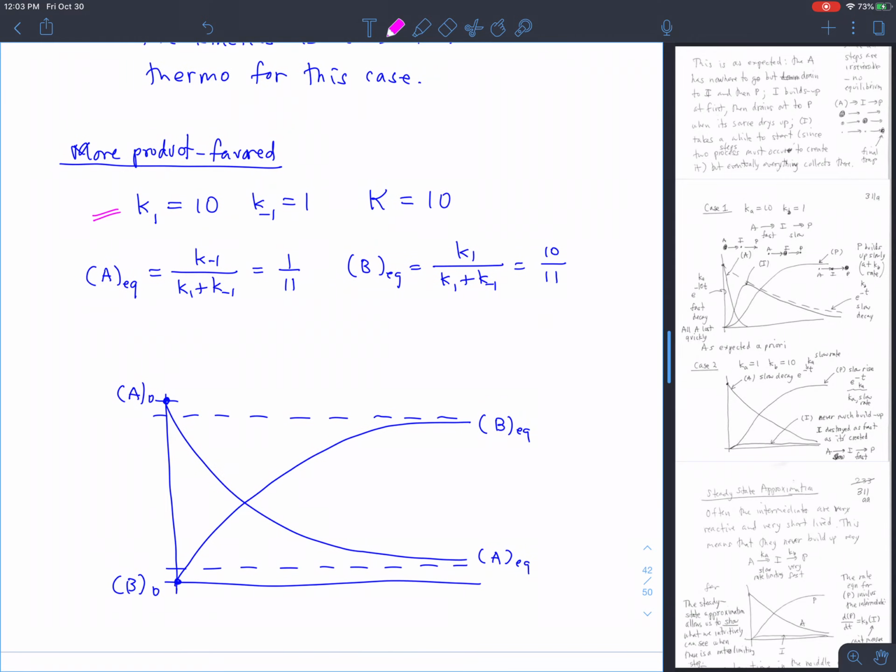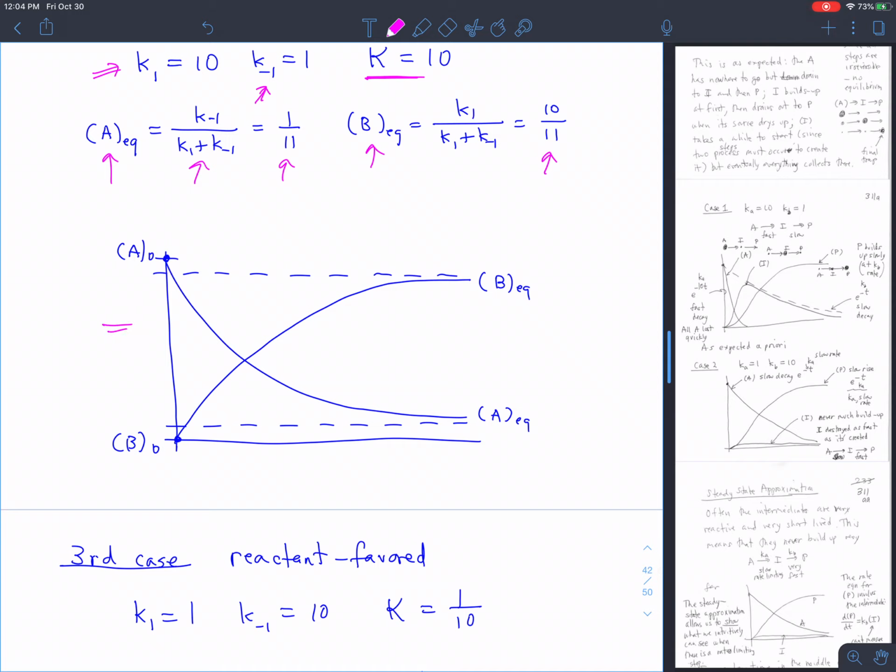Let's consider the case where K1 is 10, so bigger. K minus 1 is 1, so now the equilibrium constant's a bit bigger. It's still not huge, but it's bigger than 2. It's now 10. In that case, the equilibrium concentration for A is, if I plug in for K1 and K minus 1 here, 1 over 11. And the B equilibrium concentration is 10 over 11.